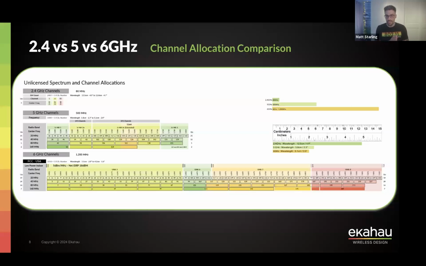So 2.4 gigahertz, typically now we would say most of the devices that are going to be on this frequency band would probably be IoT devices or really old devices, maybe some medical devices that haven't been upgraded yet and not capable of doing 5 or 6 gigahertz. 5 gigahertz has up to roughly around 25 non-overlapping 20 megahertz wide channels that we can leverage, depending on where you are in the world.